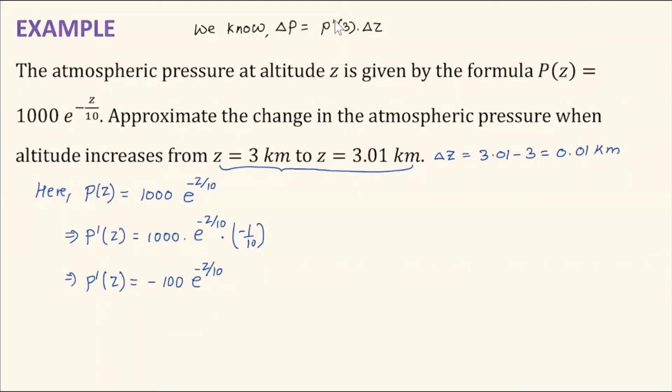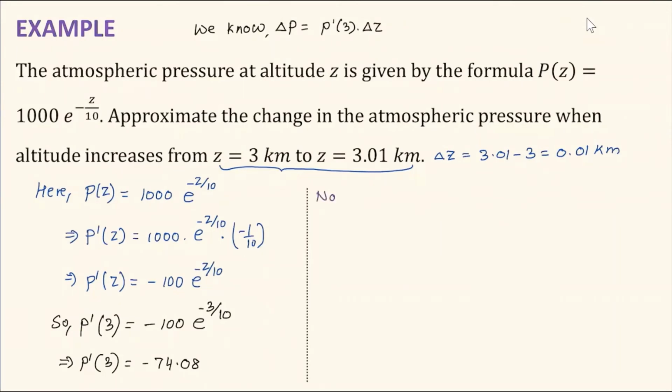Now we are looking for the derivative of the pressure at 3. So we are going to plug in 3 into that function. So let's plug in the value of z as 3. So the derivative of the pressure at 3 is equal to negative 100 multiplied by e raised to negative 3 over 10. If we simplify this using a calculator, it is negative 74.08. That is the change in pressure, or derivative of the pressure at 3.